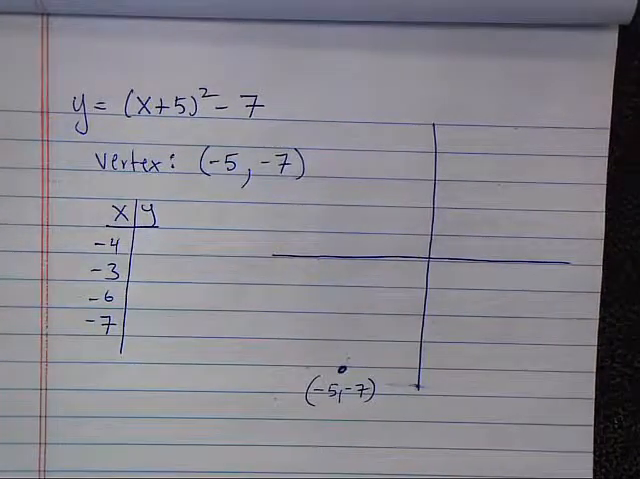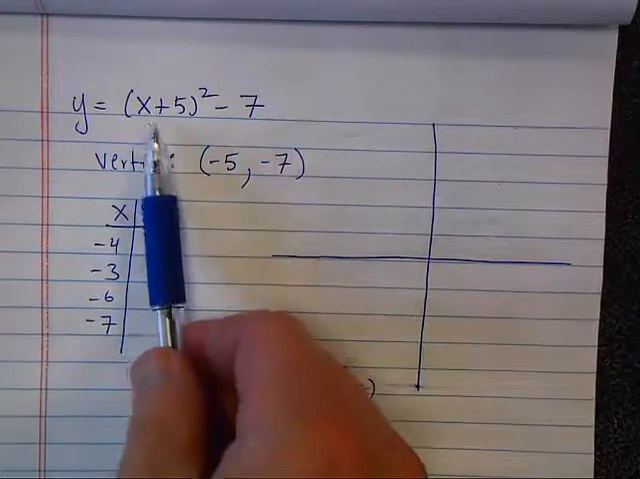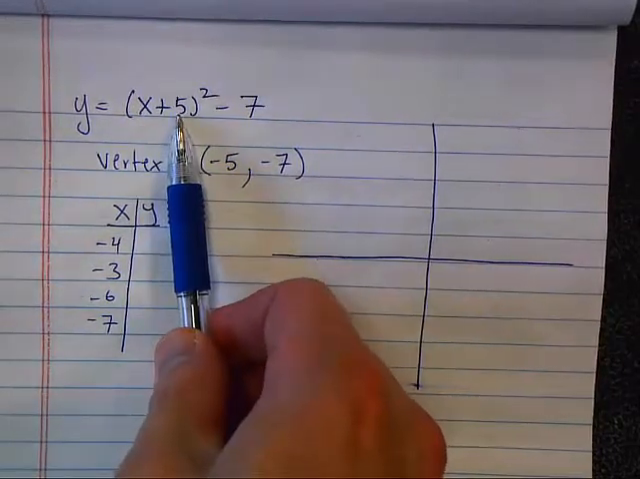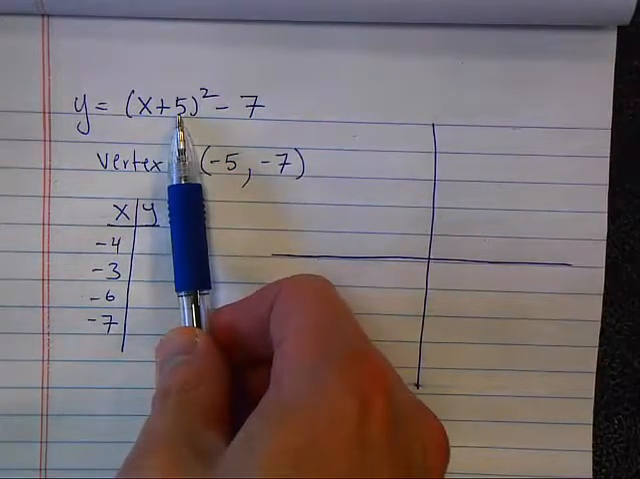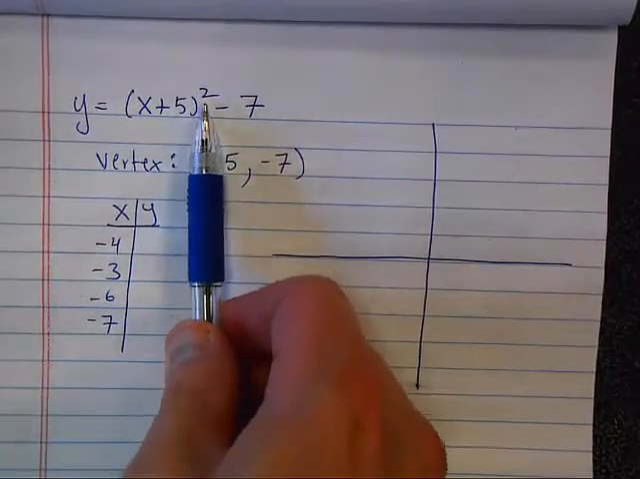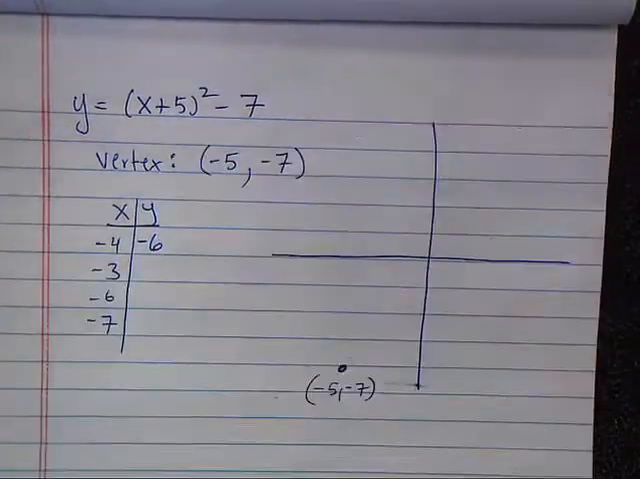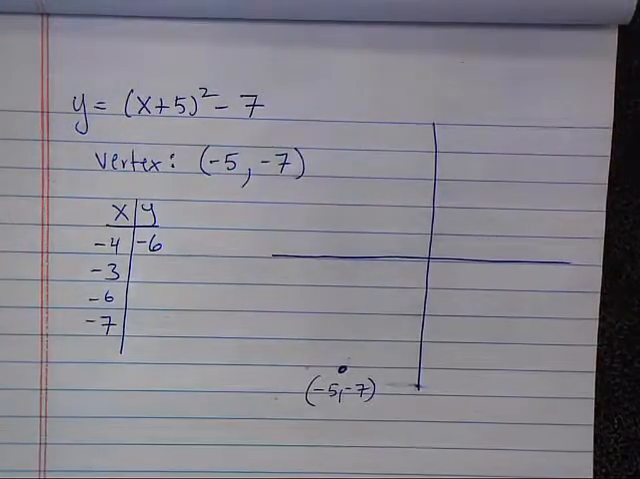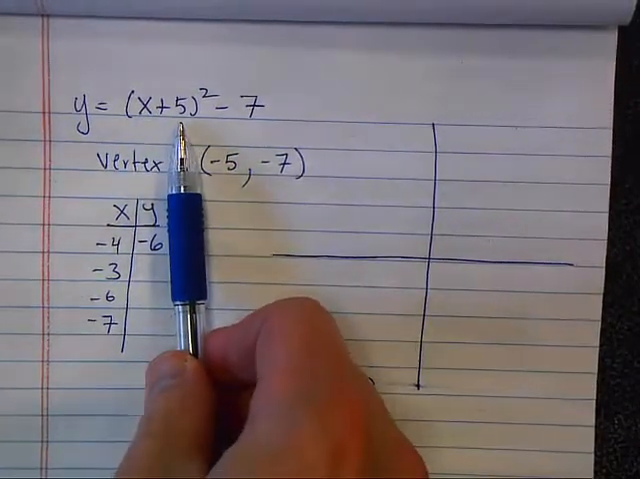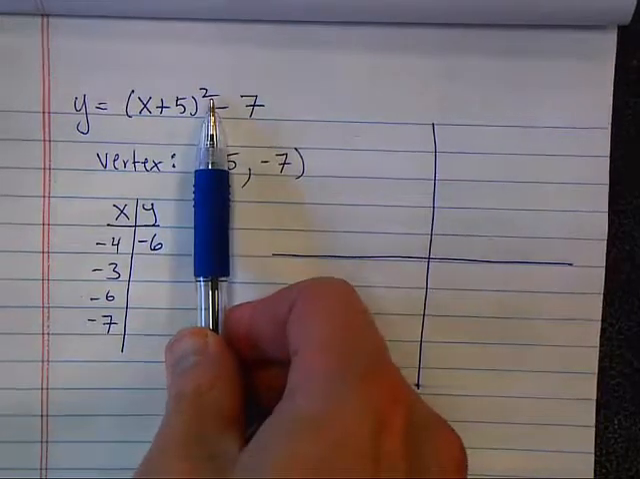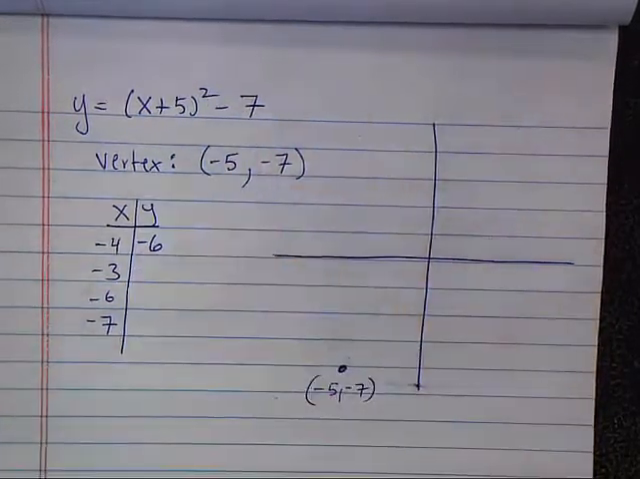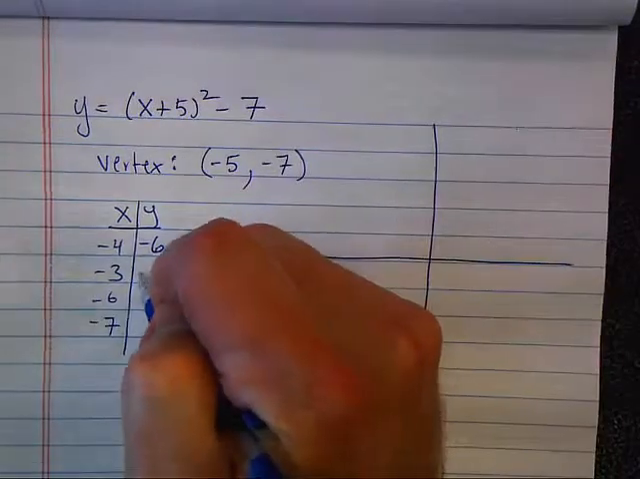All right, we plug in negative 4. Negative 4 plus 5 is 1. 1 squared is 1. 1 minus 7 is negative 6. I plug in negative 3. Negative 3 plus 5 is 2. 2 squared is 4. 4 minus 7 is negative 3.